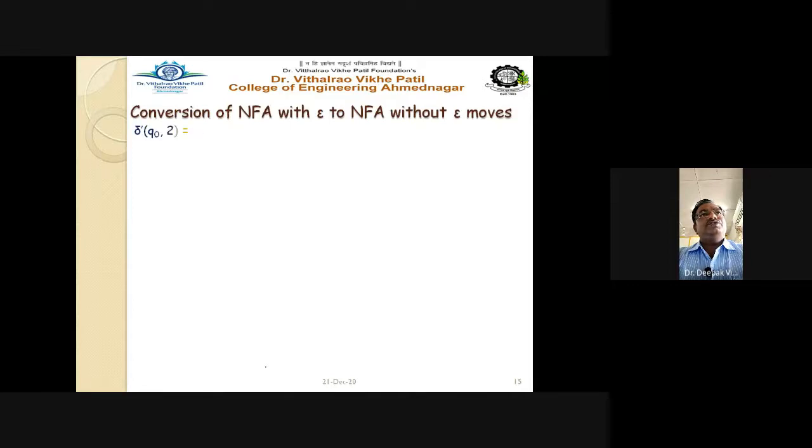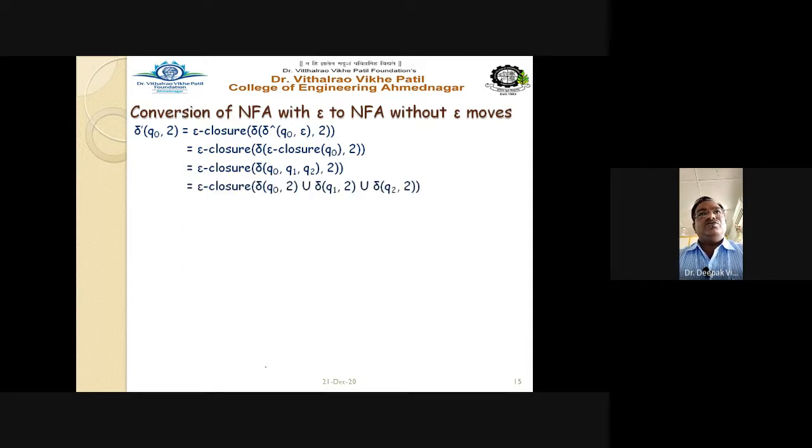See here, delta dash Q0 on 2. Because this is the third input. This is the third input because in this particular NFA, there are 3 inputs given: 0, 1 and 2. So the third input we have to consider for the same state Q0. So E closure of Q0 on input 2, E closure delta Q0, Q1, Q2 on input 2.